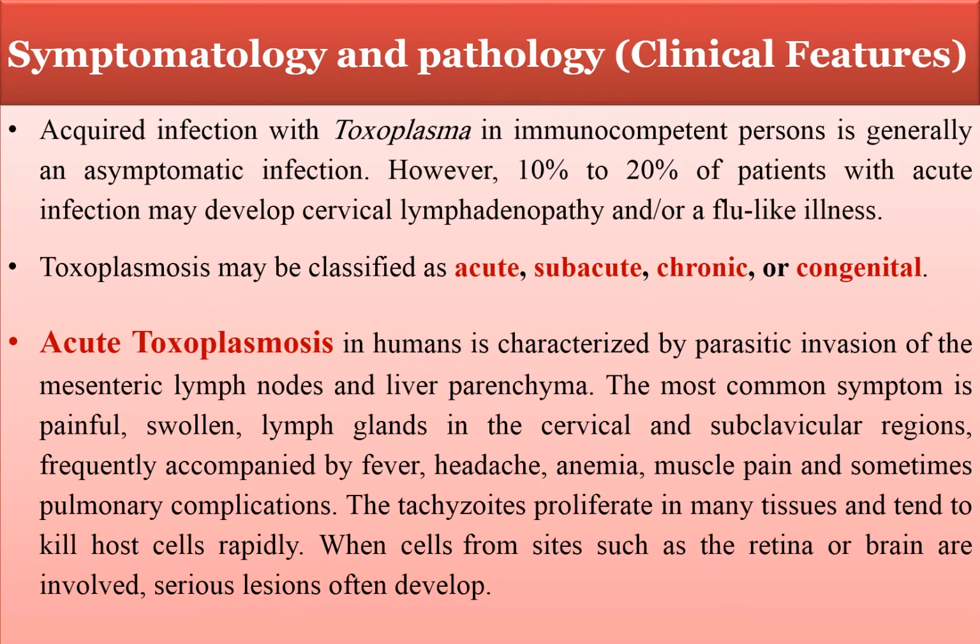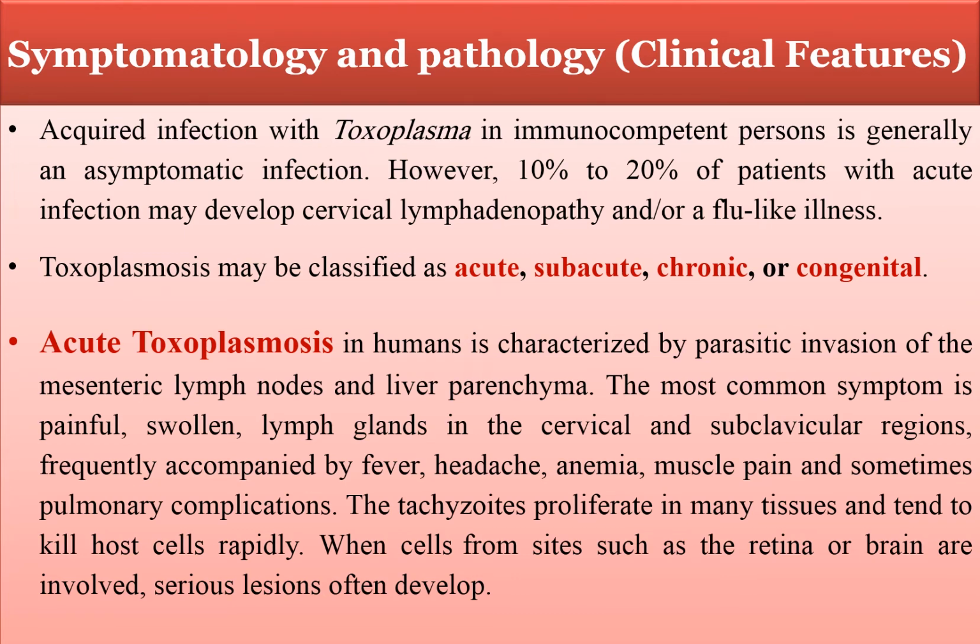Now we'll talk about the clinical features of the disease, symptoms and pathology. Acquired infection with Toxoplasma in immunocompetent persons is generally an asymptomatic infection. However, 10% to 20% of patients with acute infection may develop cervical lymphadenopathy and/or a flu-like illness.